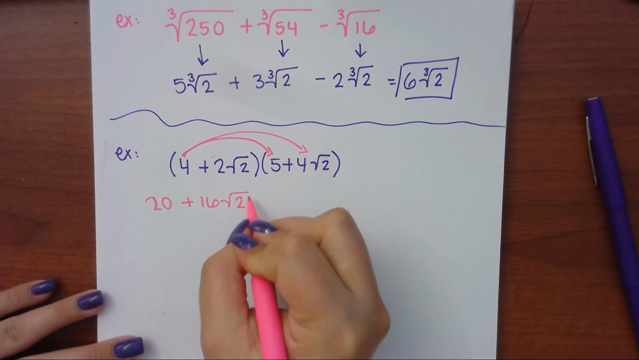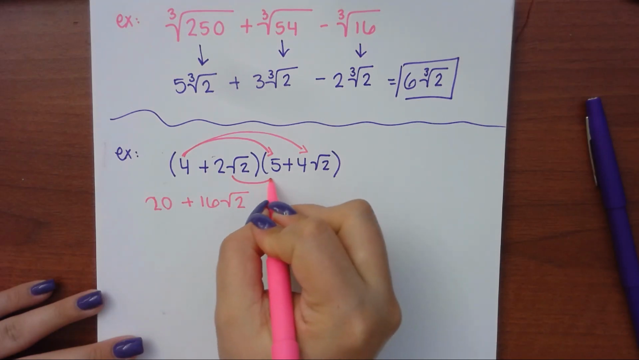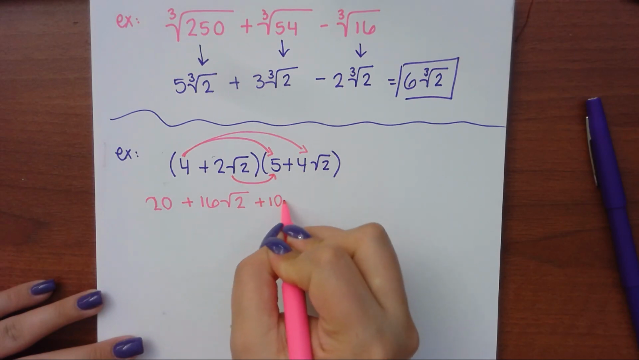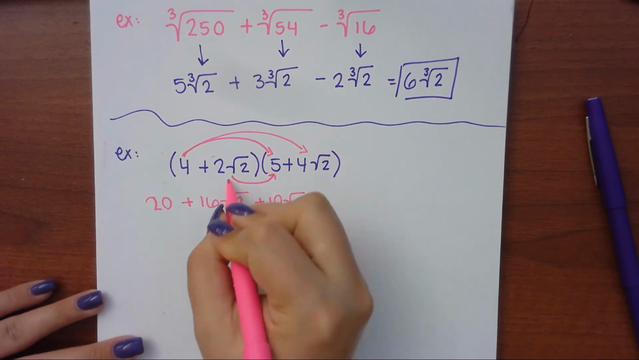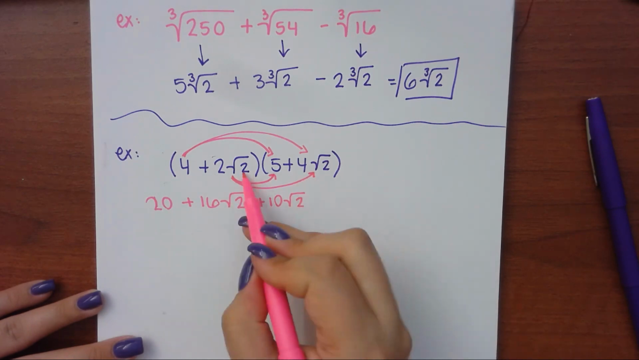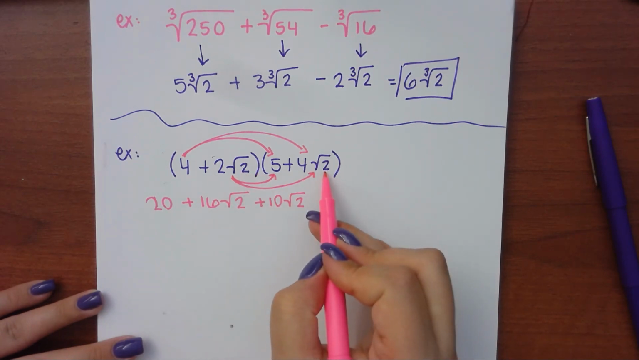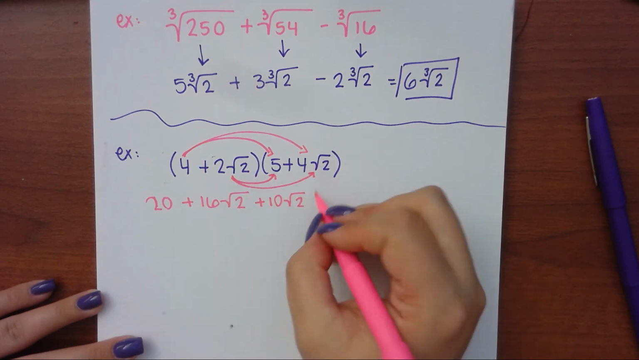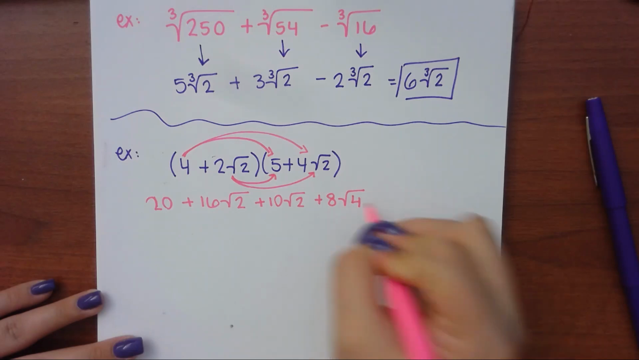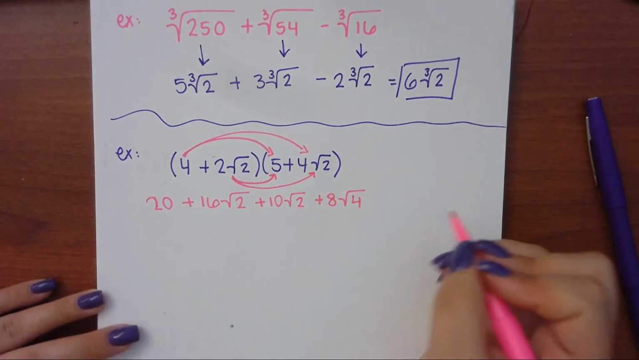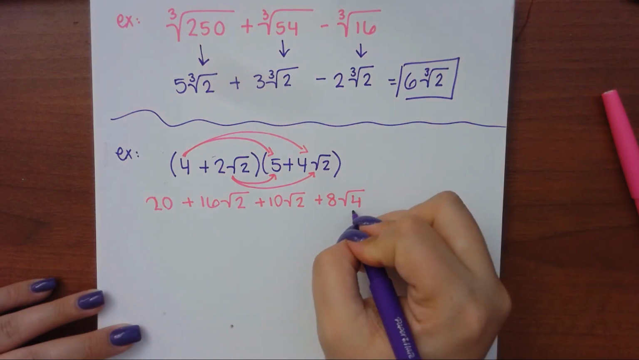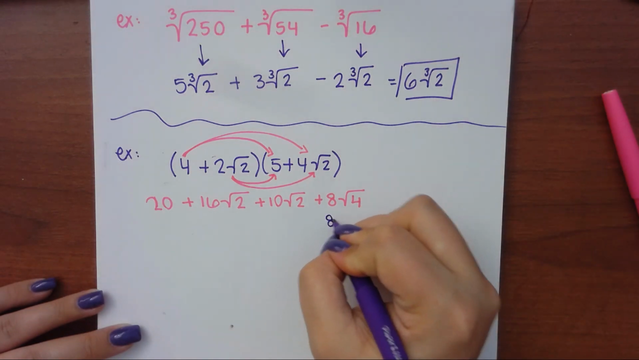Then we're going to move on to 2 square root of 2, multiplied to 5. So the 2's on the outside get multiplied, so that's 10 square root of 2. And then the 2 and the 4 get multiplied, and the 2 and the 2 get multiplied here. So this would be 2 times 4, which is 8, square root of, in this case, 4. Now one of these can be simplified. The square root of 4, remember, is 2, so this is technically 8 times 2.